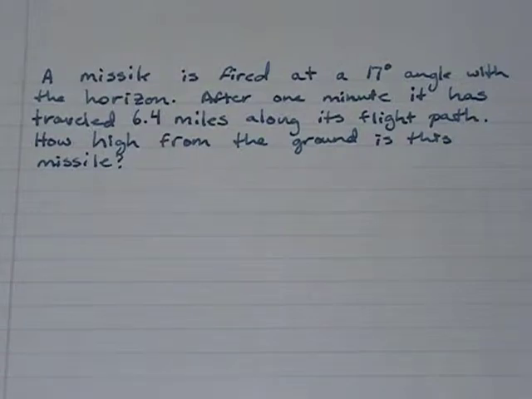A missile is fired at a 17-degree angle with the horizontal. After 1 minute, it has traveled 6.4 miles along its flight path. How high from the ground is this missile?